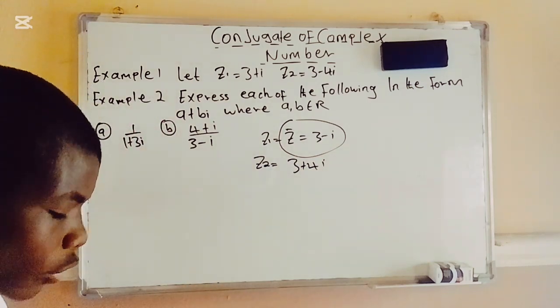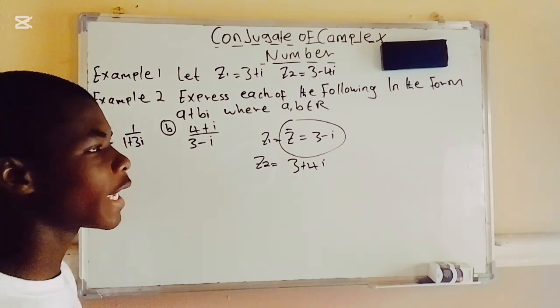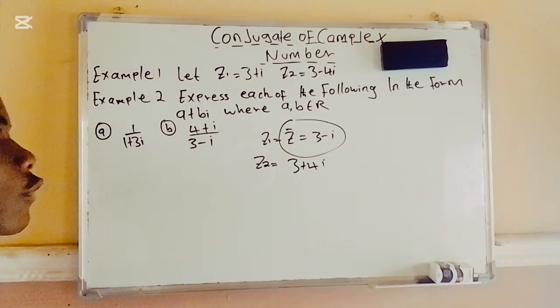If we are going to find the conjugate of any number, we are just changing the sign. If it is positive, it will change to negative. If it is negative, it will change to positive.